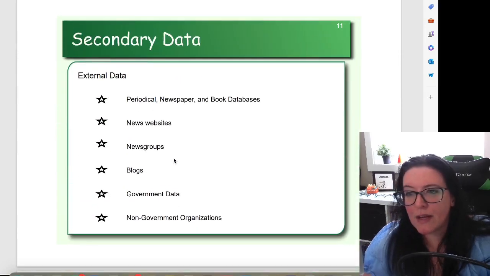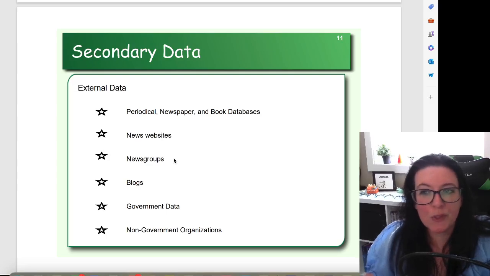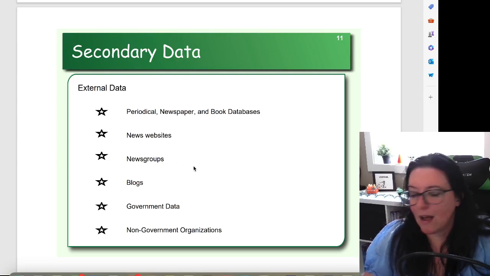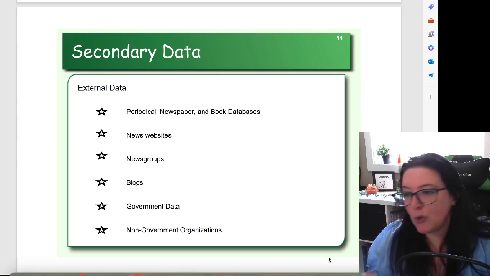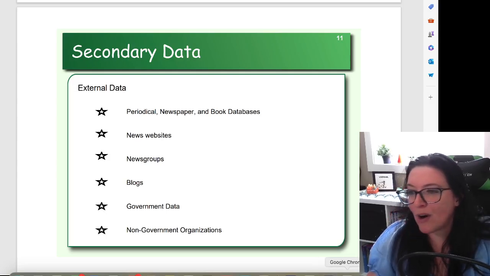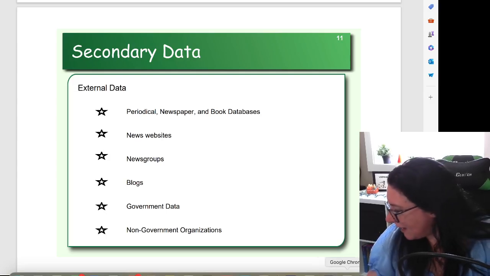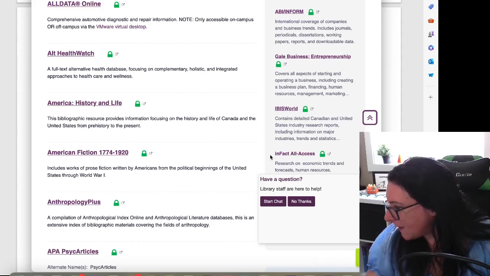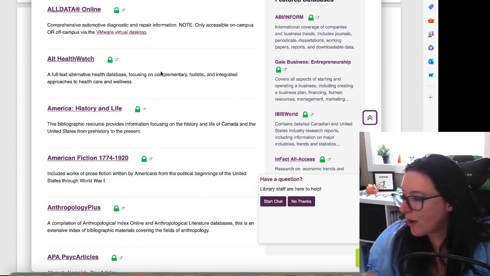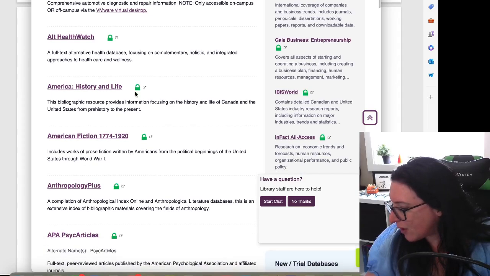Other sources of external data include newspapers, periodicals, journals, databases. So for example, you may have access through an academic institution to a number of databases. So for example, Red Deer Polytechnic, if you have access to their library, here are databases. This is a health database on this particular one.